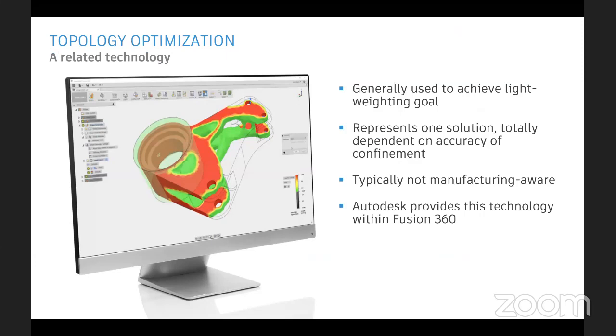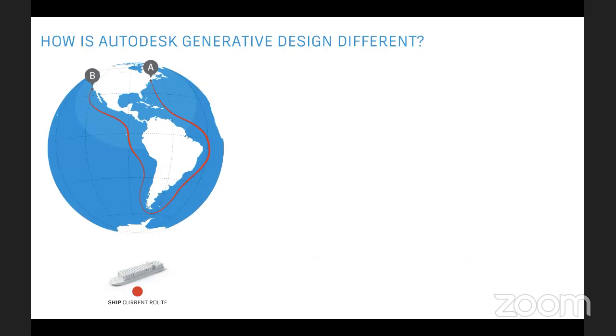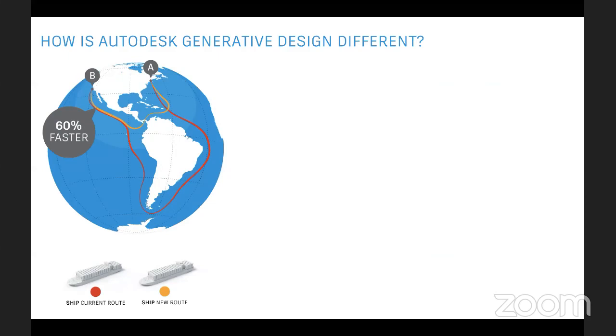So let's take an example. Suppose we have to move from point A to point B, and all I knew was there's a ship route. What if I consult a professional or some expert, and they suggest that we can even consider taking another route, which is 60% faster, which is great, which is amazing. This is actually a great example of optimization.